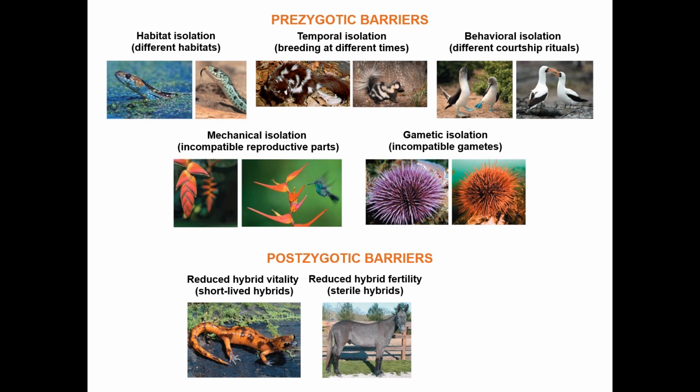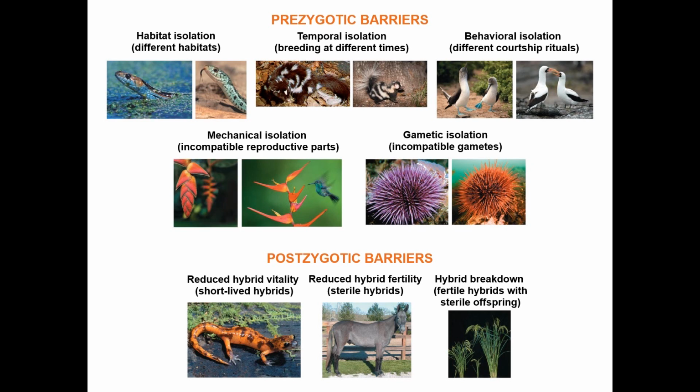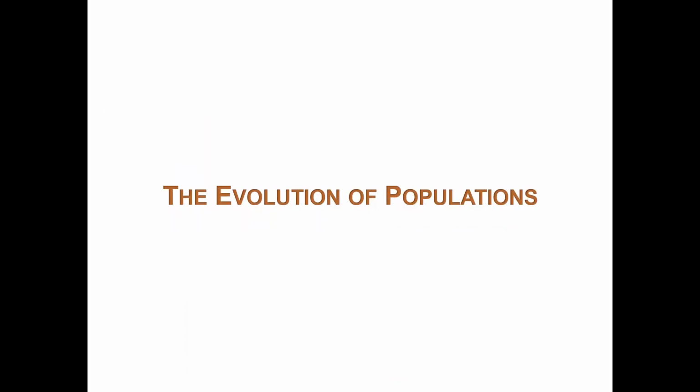The other option is that you could have hybrid breakdown. This happens when fertile offspring are created, but those fertile offspring are unable to have fertile offspring of their own. And this is pretty common for plants. Now we've talked about what a species is, or rather how difficult it is for species to be defined, and some of the things that keep species separate.